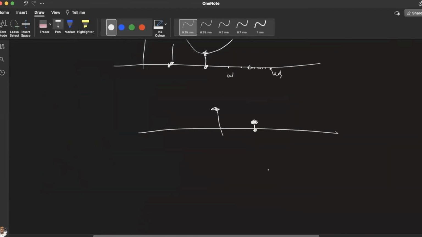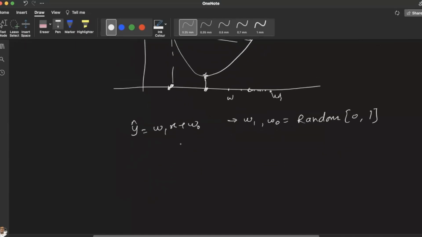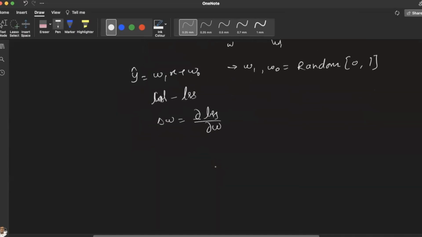So in a nutshell, once again, if I explain the gradient descent algorithm, or rather linear regression in a nutshell, we will eventually create a line, y hat is equal to w1 x plus w0, where w1 comma w0 are randomly generated, random in 0 comma 1, right? And then what we'll do is calculate the loss, right? Once we have got the loss, we will calculate delta w, which is minus del of loss divided by del of w. We'll calculate for both w0 and w1.